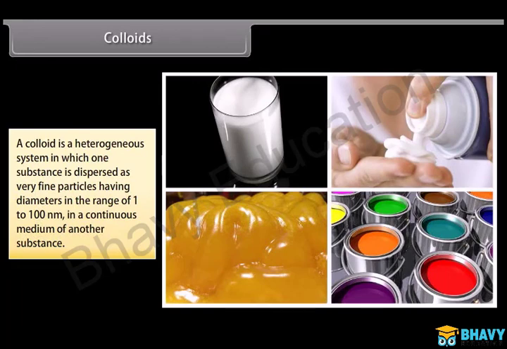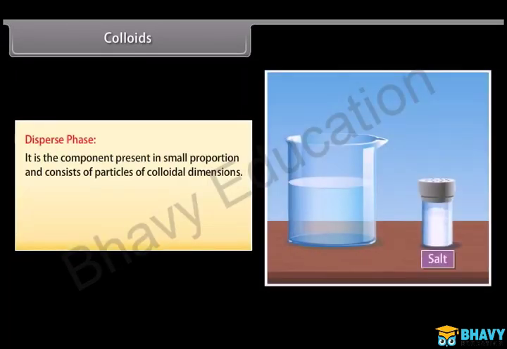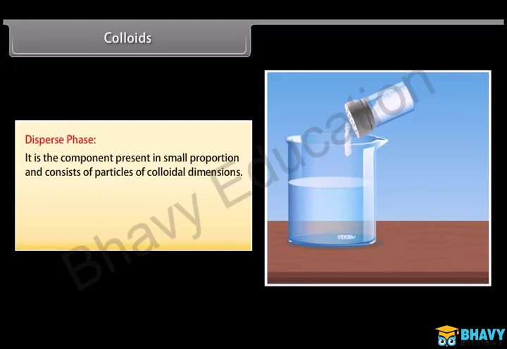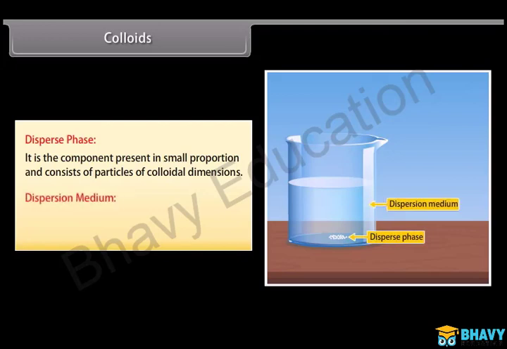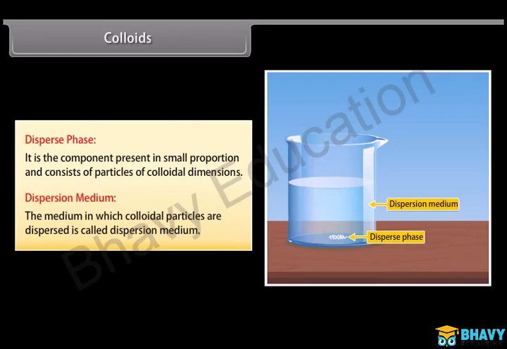A colloidal solution is heterogeneous in nature and always consists of at least two phases, the disperse phase and the dispersion medium. Disperse phase: it is the component present in small proportion and consists of particles of colloidal dimensions. Dispersion medium: the medium in which colloidal particles are dispersed is called the dispersion medium.